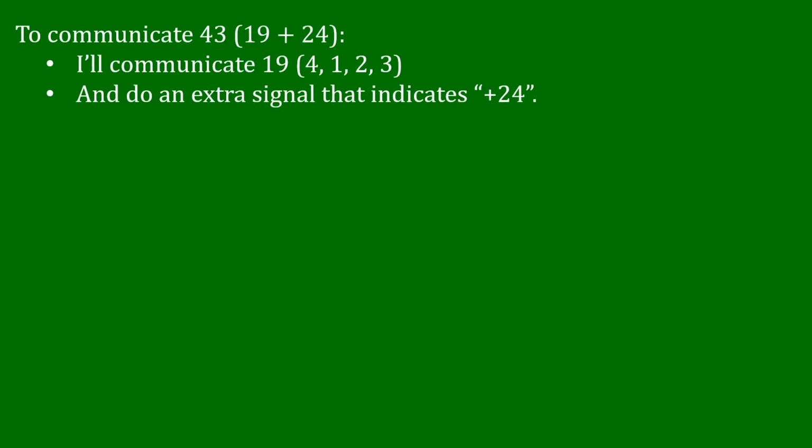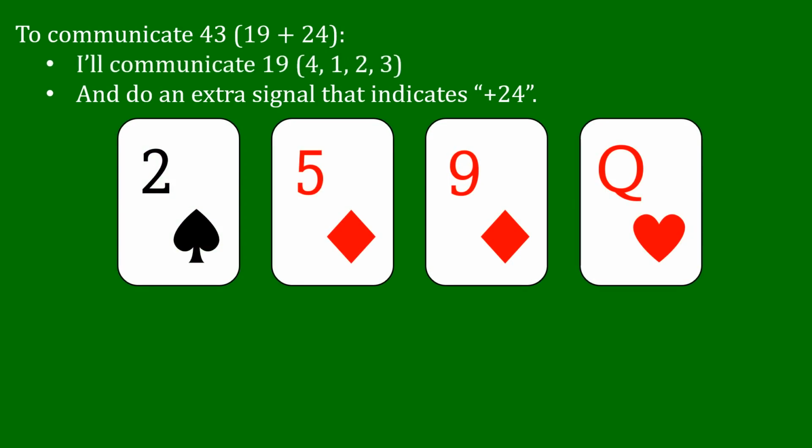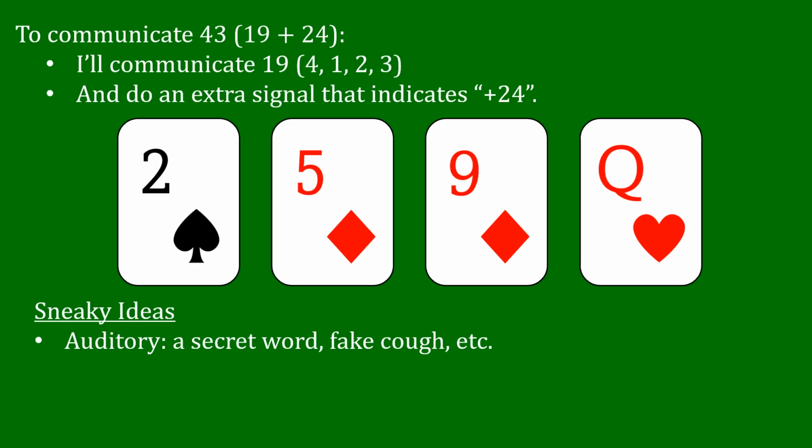So that's the 19 part, but what is this extra signal that I've been talking about? For this part of the trick, we won't be using any math. Instead, there are a number of sneaky ideas we can use. These ideas are much more common in non-mathematical magic. For example, one possible signal is using a secret word. I might tell you to predict rather than guess what the face-down card is. Or I can do something simpler like faking a cough.